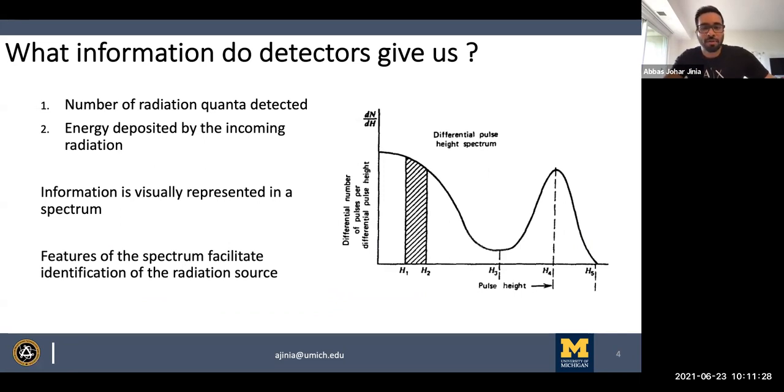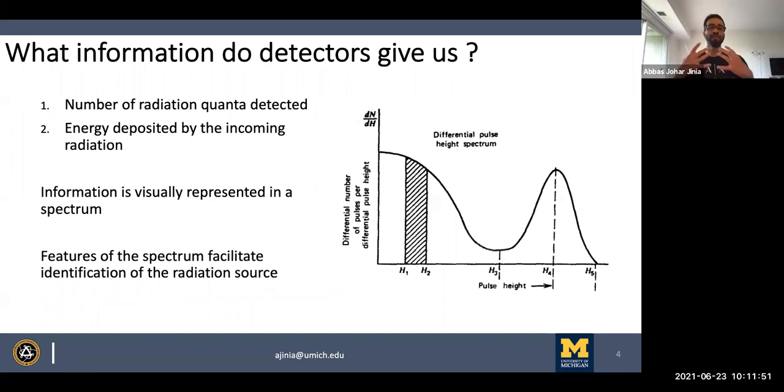Now, we always see these sorts of spectra and we see these distributions, but what exactly do we get out of the spectrum when we are talking about radiation? So the very first information that we get out of the spectrum is how many radiation quanta are being detected.